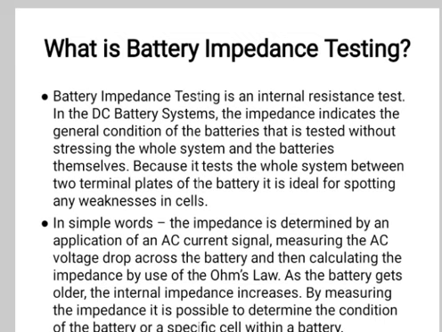In simple words, the impedance is determined by an application of an AC current signal, measuring the AC voltage drop across the battery and then calculating impedance by the use of Ohm's law. As the battery gets older, the internal impedance increases. By measuring the impedance, it is possible to determine the condition of the battery or a specific cell within a battery.